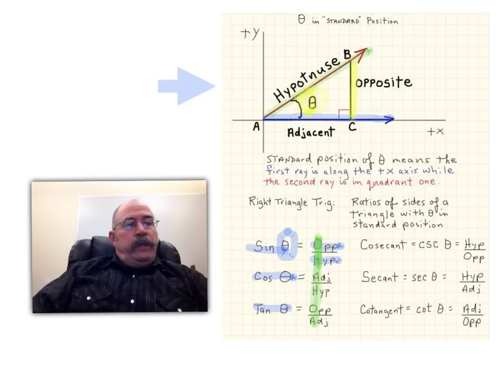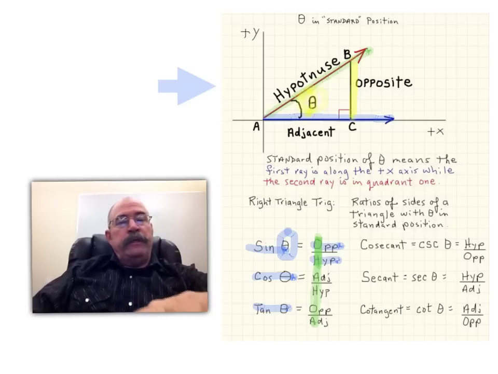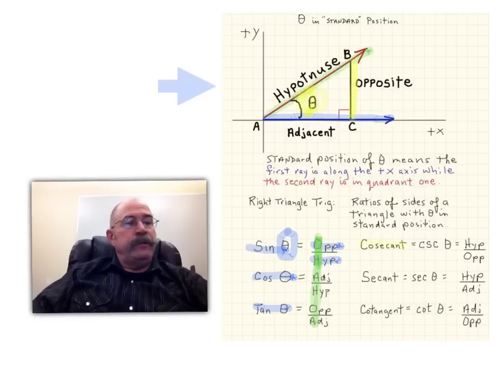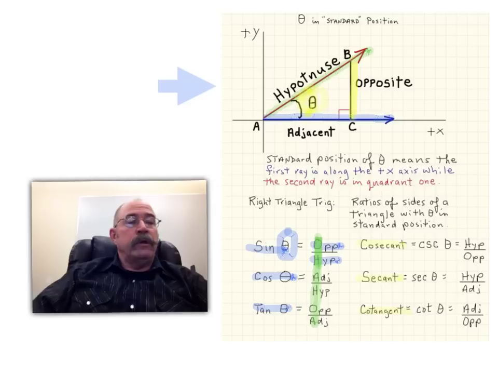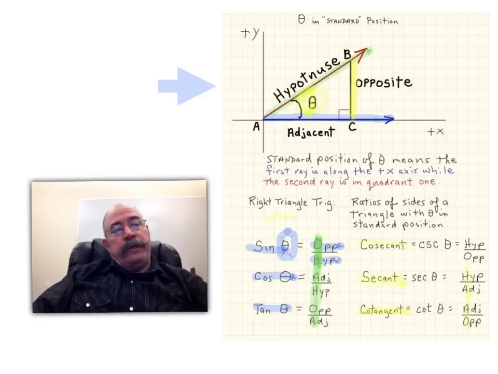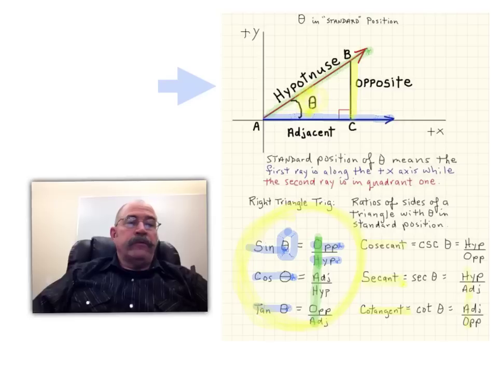So, these others, cosecant, secant, and cotangent, these are the inverses. So, the inverse of sine is cosecant, hypotenuse over opposite, secant is hypotenuse over adjacent, and cotangent, adjacent over opposite. The vast majority of our work is going to be right here. We will get into the others sometimes, but not very often.